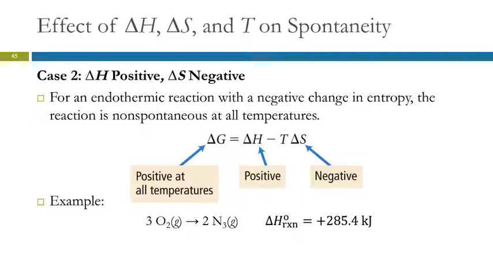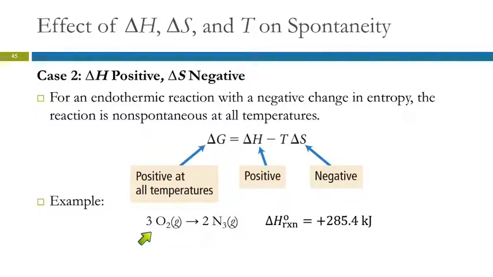What if delta H is positive and delta S is negative? We've got an endothermic reaction, and the entropy is actually going down. So we've got a positive delta H and a negative delta S. We're subtracting that, and so this can only give us a positive result, right? This will be positive at all temperatures. There's no temperature at which this is going to be spontaneous.